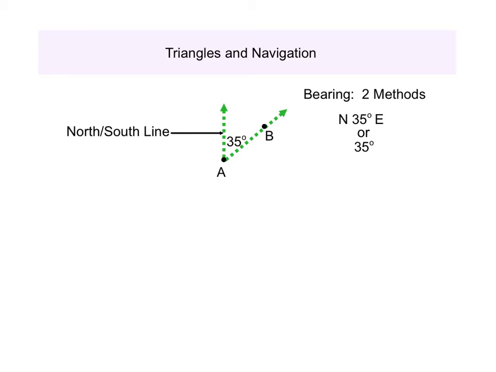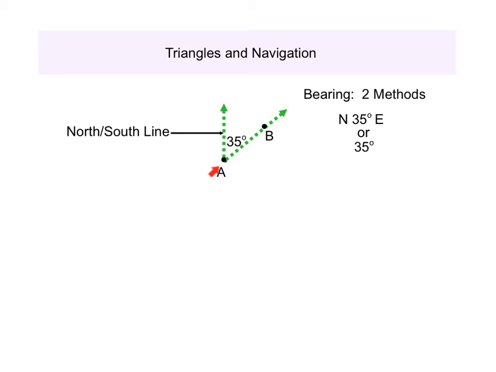Next, I need to talk about bearing. There are two different methods of measuring bearing, and bearing has to do with directions. If you're out in the middle of the ocean, you can't say turn right at the next intersection, so you have to give some kind of direction based upon where north and south are. If you are measuring the direction from A to B, here's A, here's B, there are two ways of stating this.